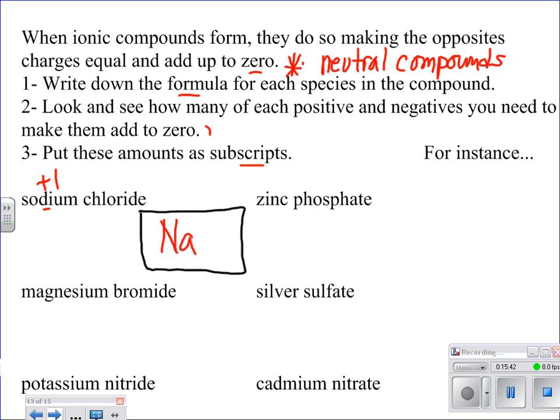Sodium is Na with a +1 charge. Chloride is Cl with a -1 charge. So in order to make this electrically neutral, you should be able to look at that and say, yeah, that's it. You just need one of each. So we're good.